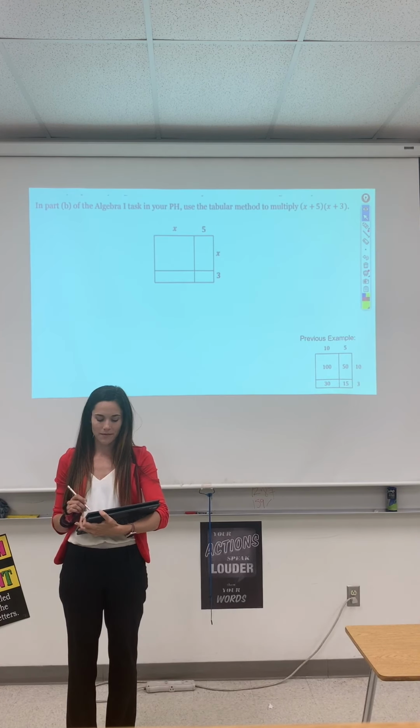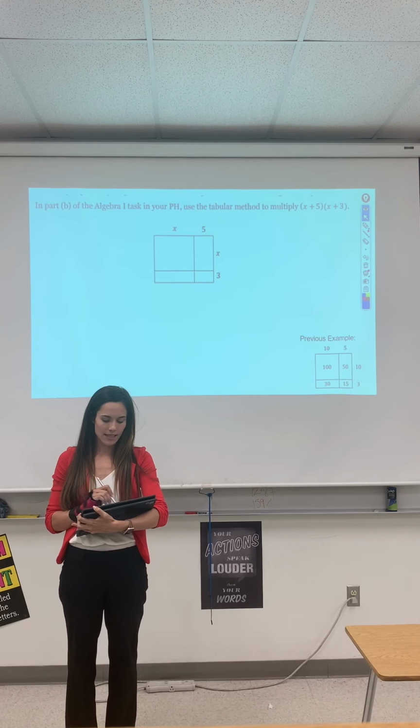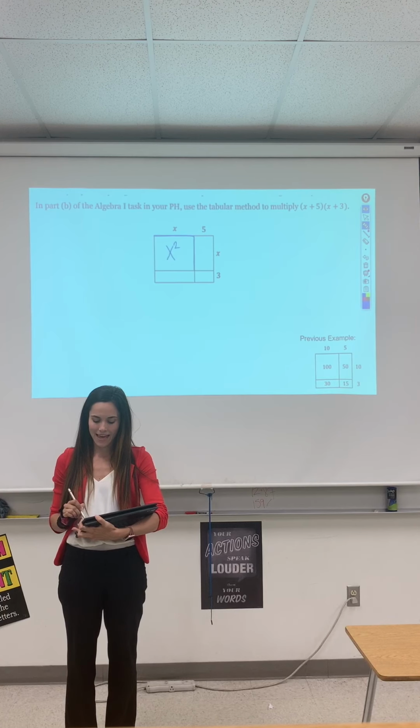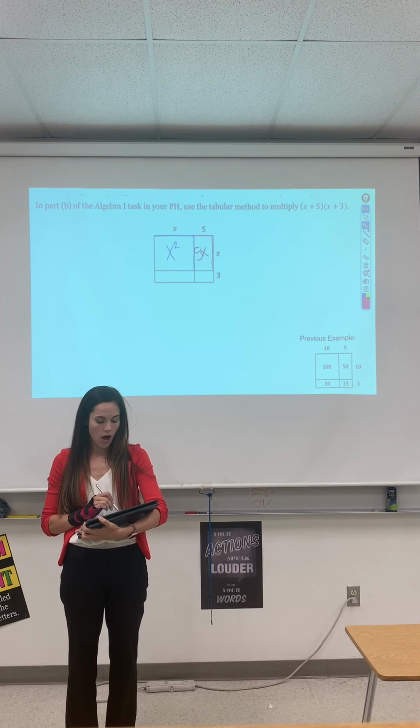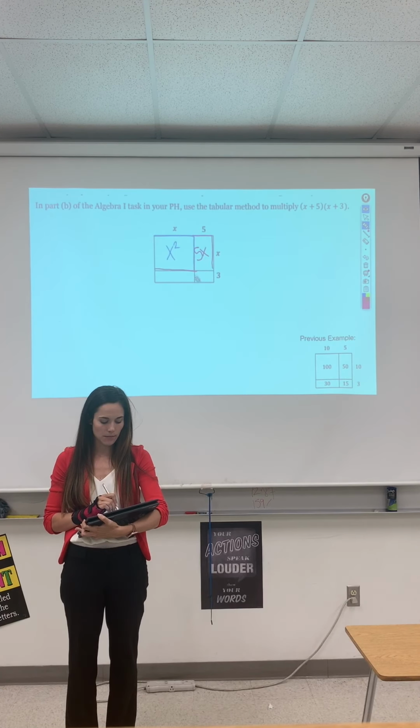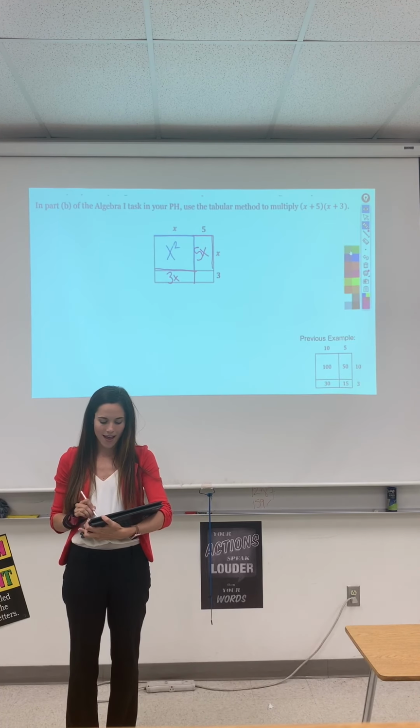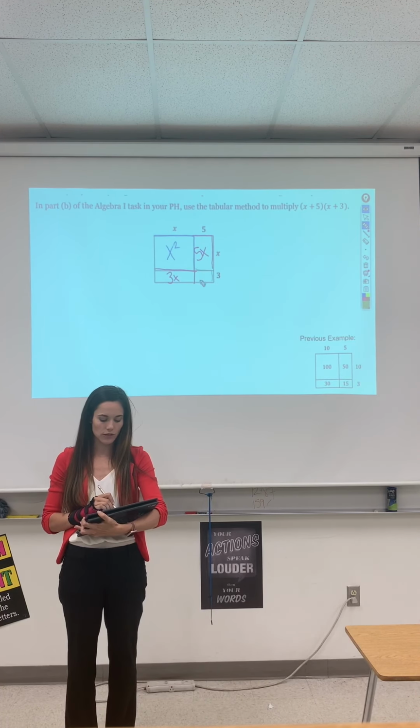So let's get started. I'm going to do x times x, which is x squared. Then I'm going to do 5 times x, which is 5x. I'll also do x times 3, which is 3x. And then lastly, I'm going to do 5 times 3, which is 15.